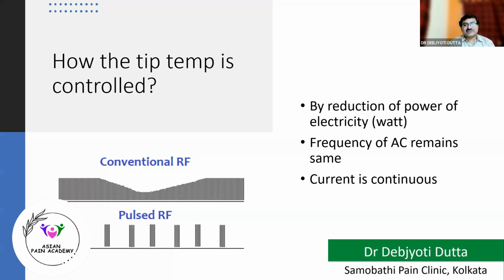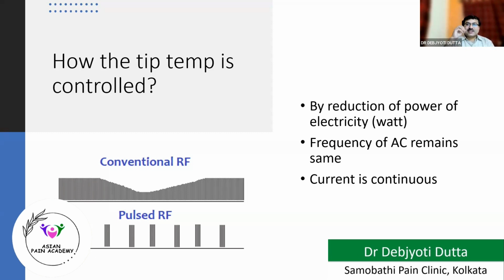What is pulsed radio frequency? Here, even with reduced power, we cannot achieve such a low temperature. So what is done? The electricity is given in pulses. That means, say this is 1 second. Then for certain milliseconds, we'll be giving the electric current. Then we'll be giving a pause. Again, for certain milliseconds, we'll be giving the electric current. Then we'll be giving a pause.